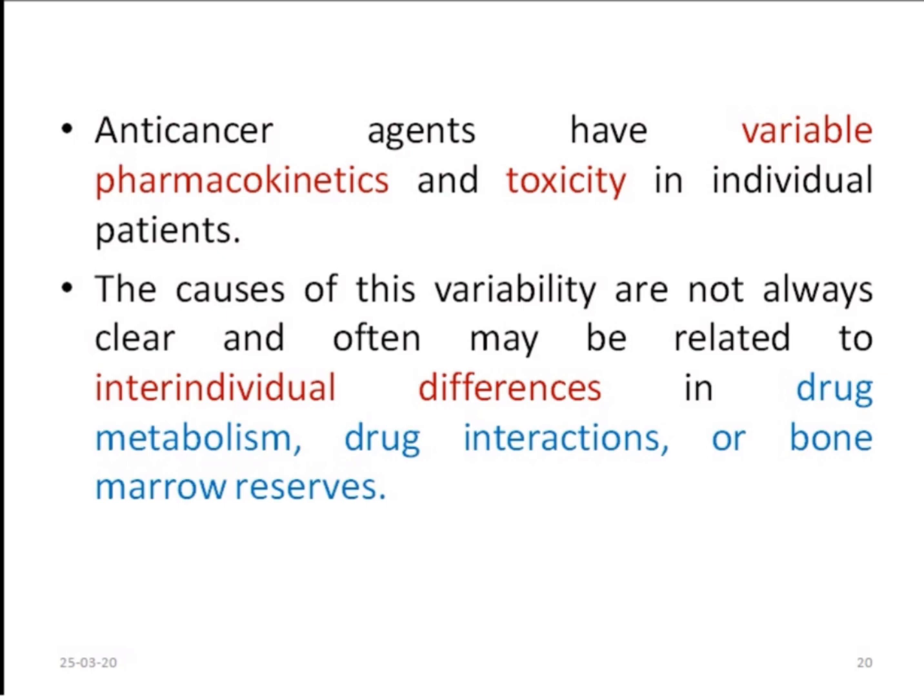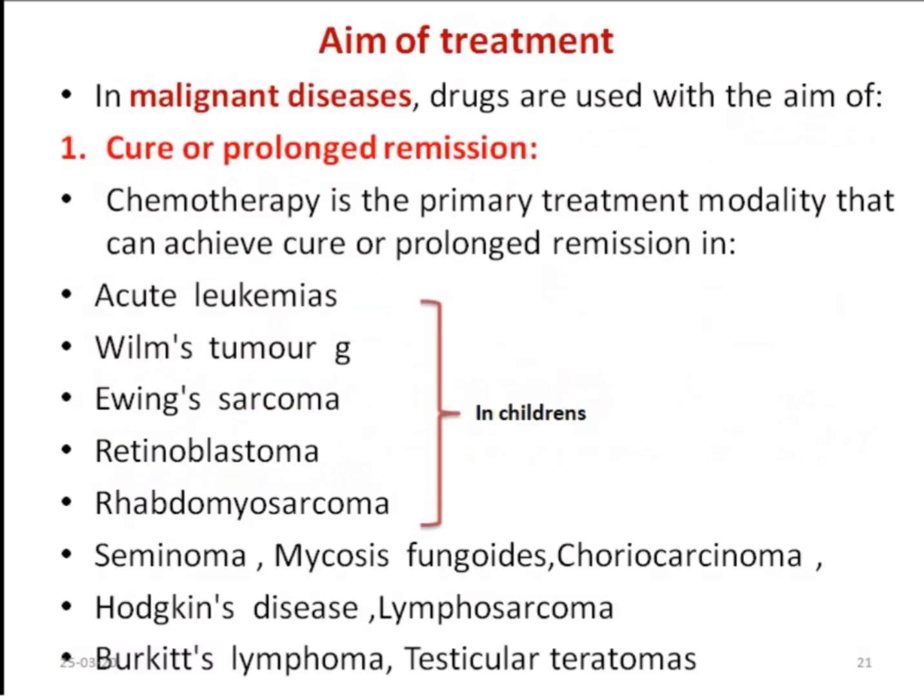Anti-cancer agents have variable pharmacokinetics and toxicity in individual patients. The causes of this variability are not always clear, and they may often be related to inter-individual differences in drug metabolism, drug interaction, or bone marrow reserve. So different drugs give different effects to different patients because of inter-individual variability, the patient's immune system, the patient's endurance; this all depends. And because this all depends, the drug's pharmacokinetics also depends on the different patients, right? Some patients can tolerate better, some cannot. For some patients the pharmacokinetics of these drugs are normal, for some they are not normal, like that.